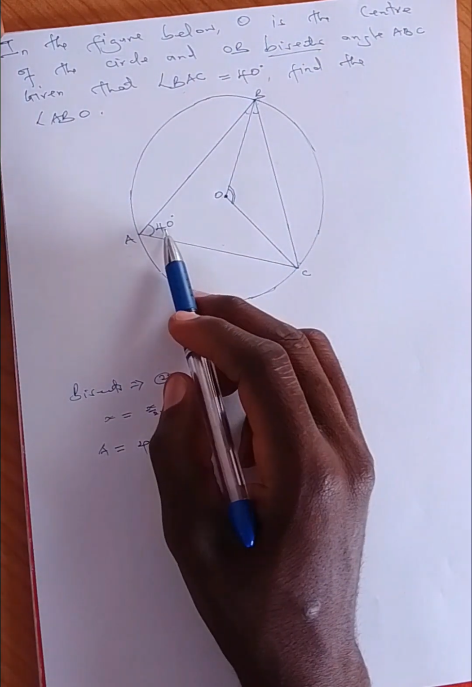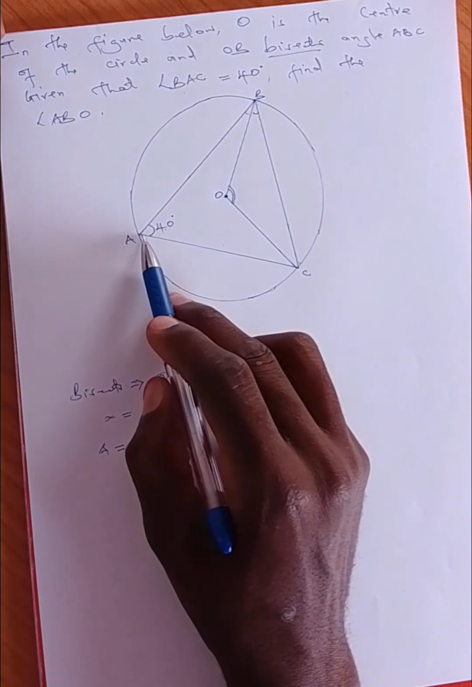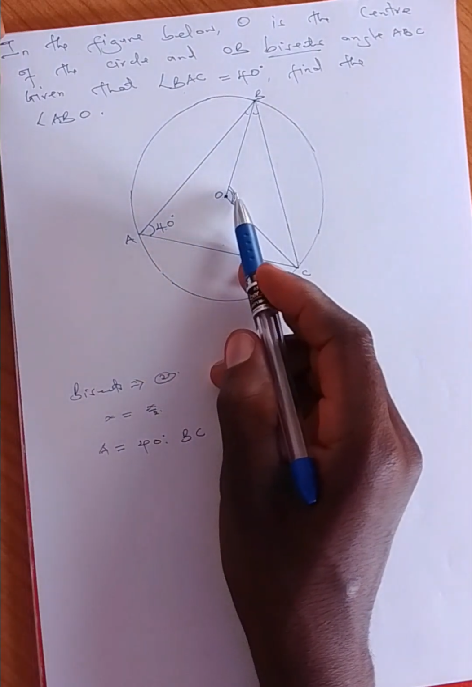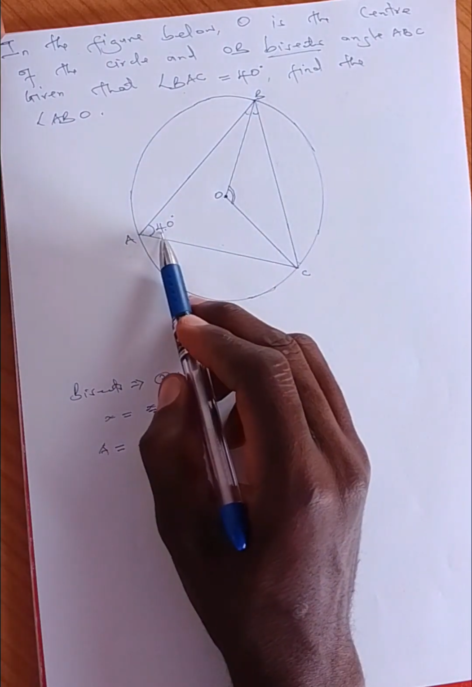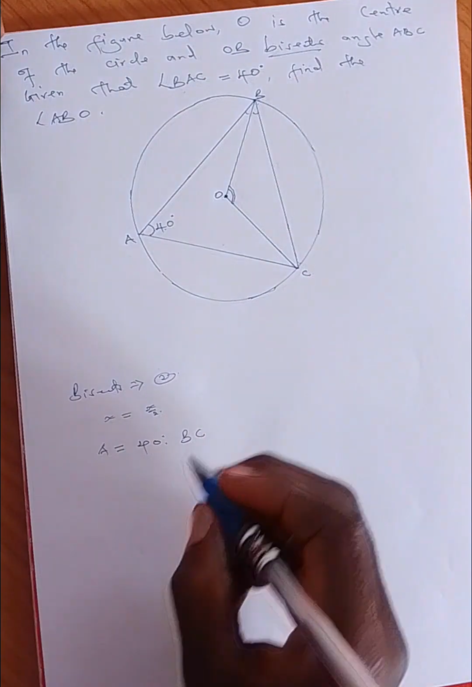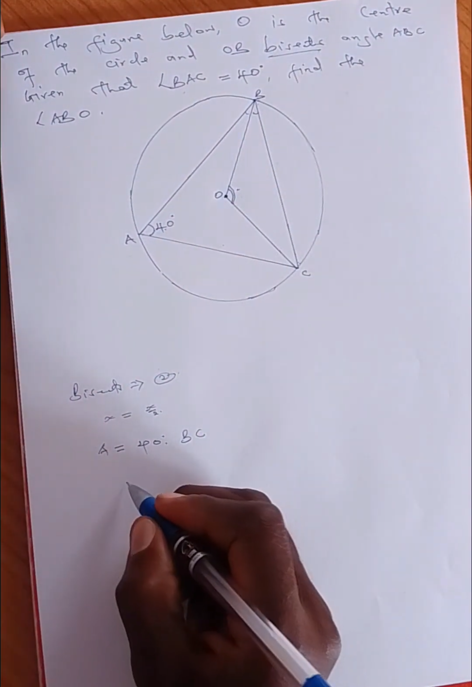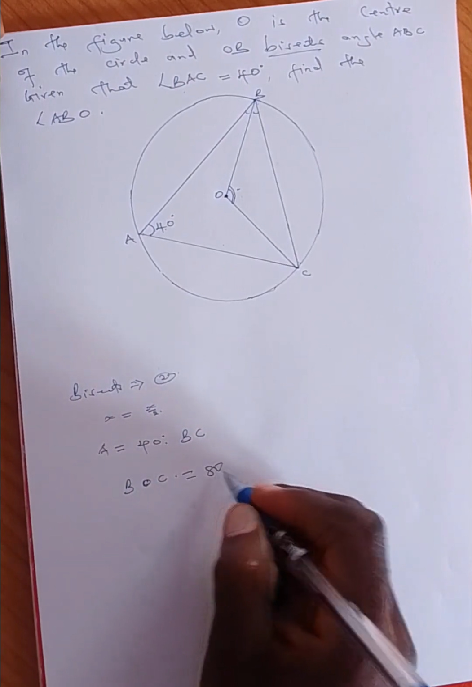We say that the angle formed at the circumference is half the angle formed at the center of the circle. So if here is 40, the angle formed at the center of the circle is 80. So this obtuse angle here will be 80. That is, BOC is equal to 80.